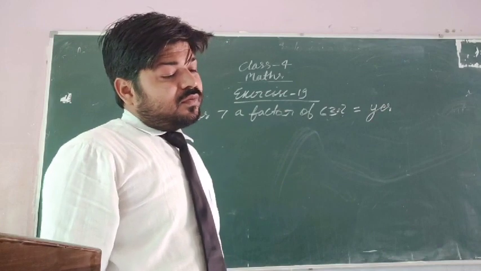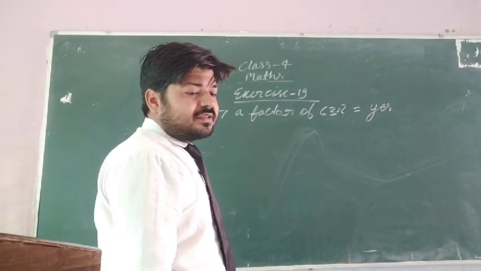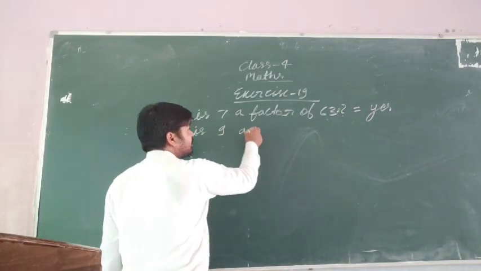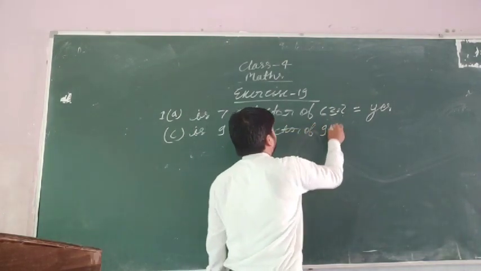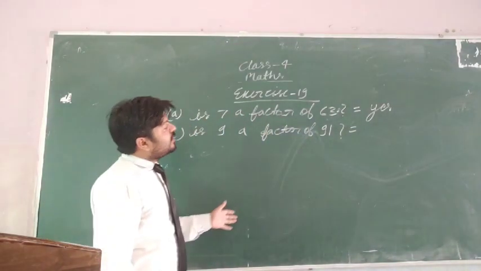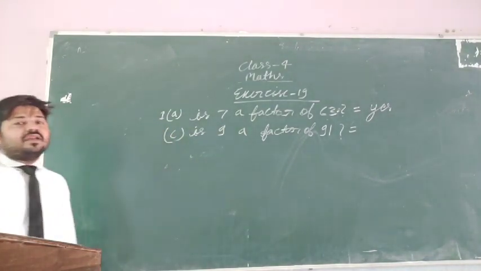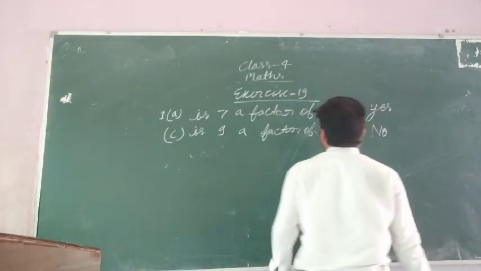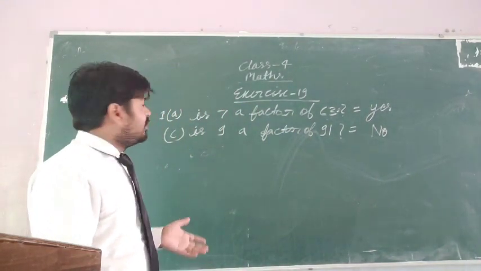Next, I am going to tell you C. First C is this. Is 9 a factor of 91? So students, you can easily find that 91 is not divisible by 9. So you can say no. 9 is not a factor of 91. So like this you can do the first question.